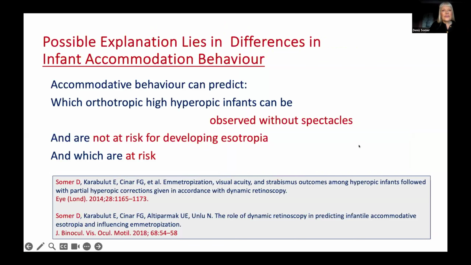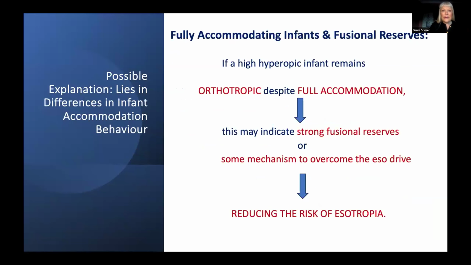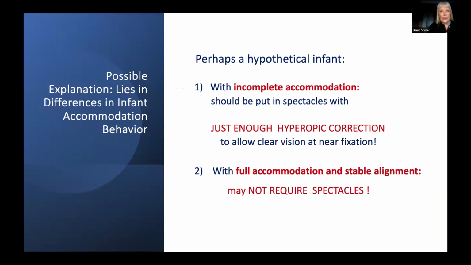A possible explanation lies in differences in infant accommodation behavior. Accommodative behavior can predict which orthotropic highly hyperopic infants can be observed without spectacles and are not at risk for developing esotropia, and which are at risk. To clarify the validity of this claim, we conducted a study, and these are the 2 papers published. Infants with high hyperopia, initially orthotropic but not fully accommodating, may develop esotropia later when they begin actively accommodating. On the contrary, if a highly hyperopic infant remains orthotropic despite full accommodation, this may indicate strong fusional reserves, some mechanism to overcome the eso drive, reducing the risk of esotropia.